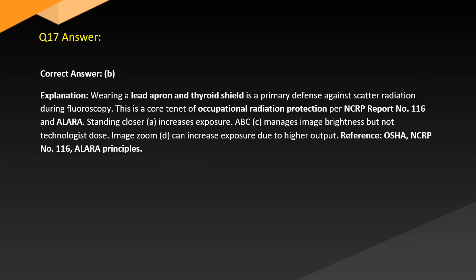Answer. Correct answer: B. Explanation. Wearing a lead apron and thyroid shield is a primary defense against scatter radiation during fluoroscopy. This is a core tenet of occupational radiation protection. NCRP Report 116, ALARA.